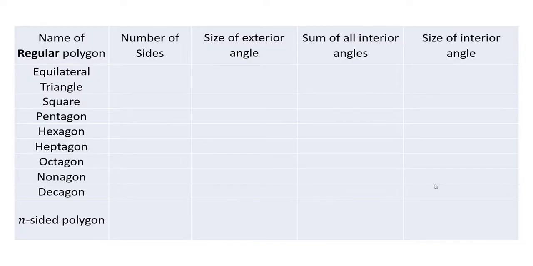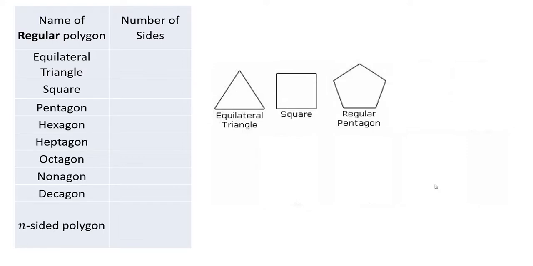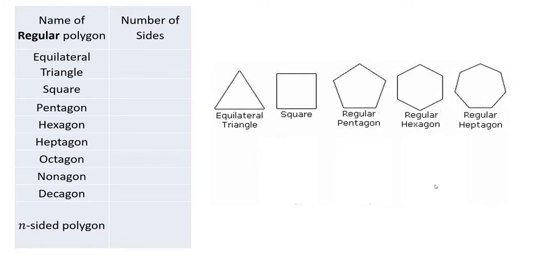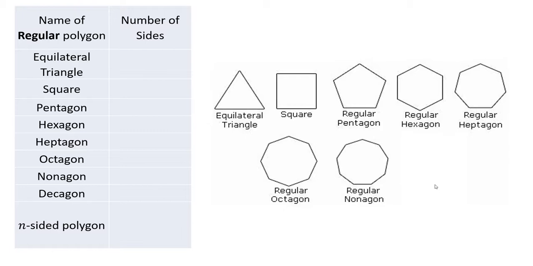So what I'd like you to do is to pause this video and copy out this table, and we're going to fill it out as we go along in this video. So let's start off. Our first column, we've got number of sides. So an equilateral triangle, this one's quite an easy one. An equilateral triangle has 3 sides. A square has 4 sides. A pentagon has 5 sides. A hexagon 6 sides. Heptagon 7. An octagon 8. A nonagon 9.